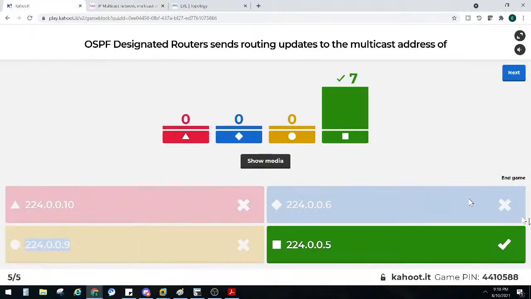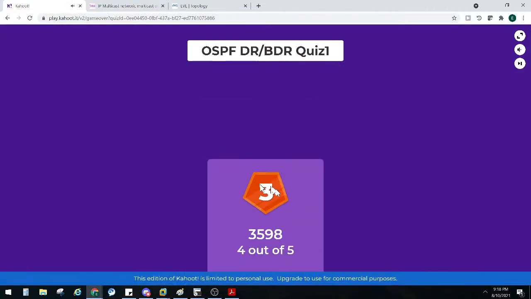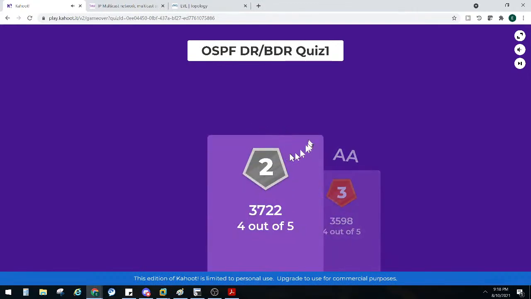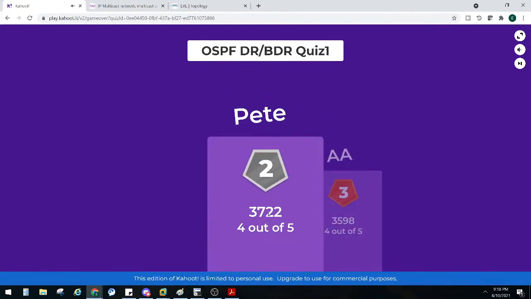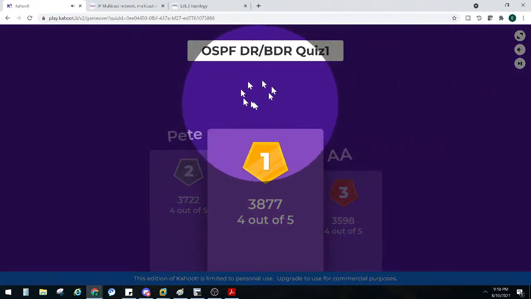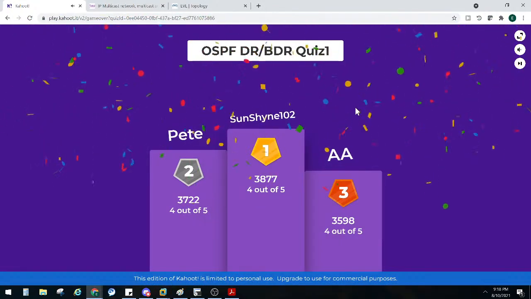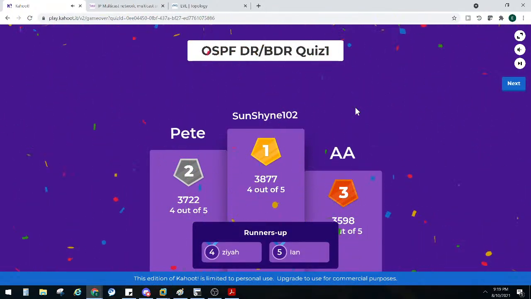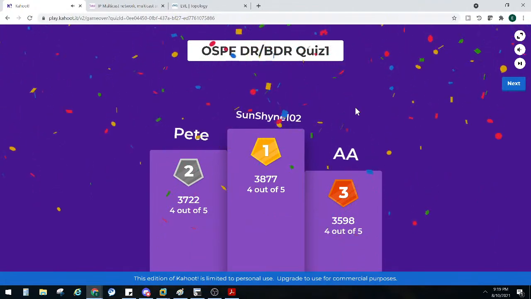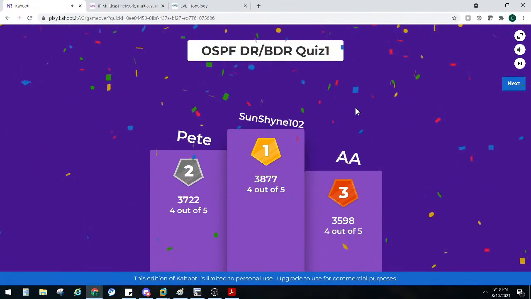But either way, let's see. I believe Sunshine might have won, right? Third place is, we got AA in the building. Is that who won last time? I don't remember. Pete is in second place. And the winner, we got Morningstar, aka Sunshine 102. Zaya and Ian are running us up. So that's y'all. I'm loving this because I was just doing some OSPF in my lab earlier.